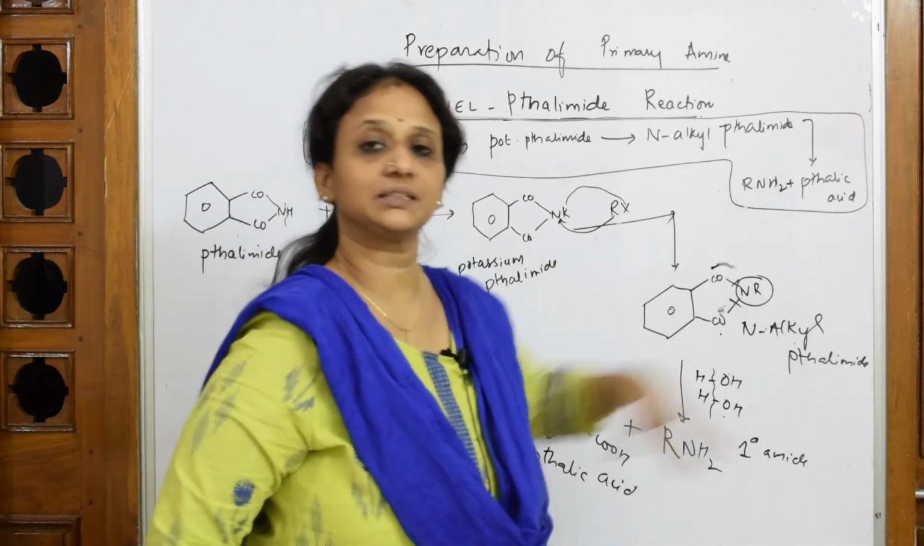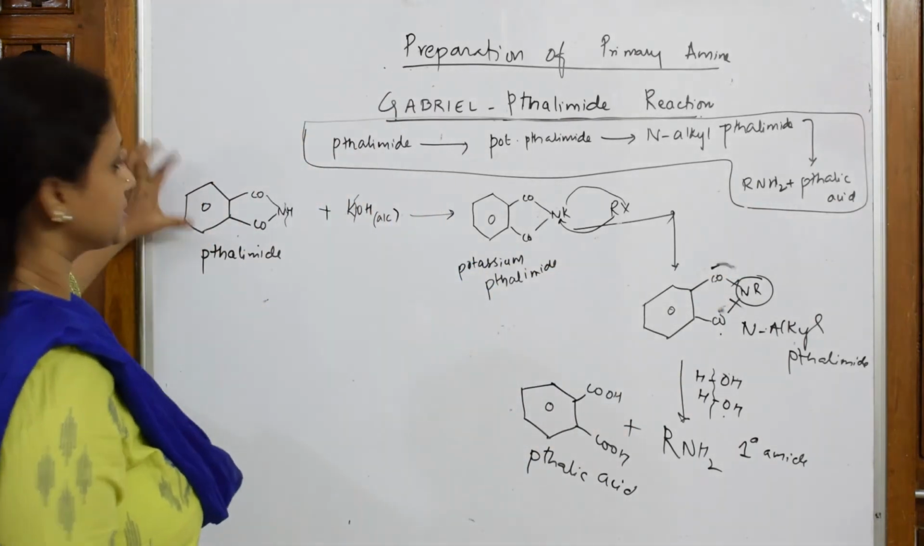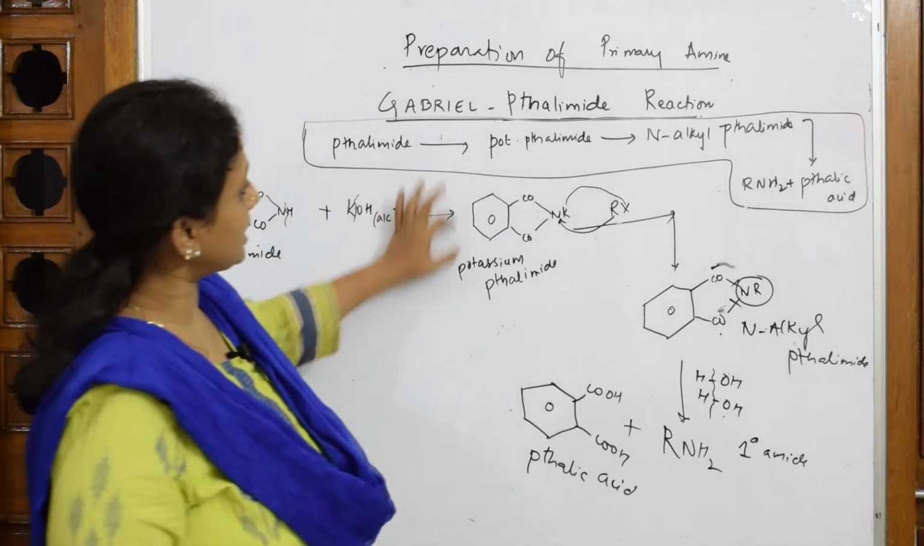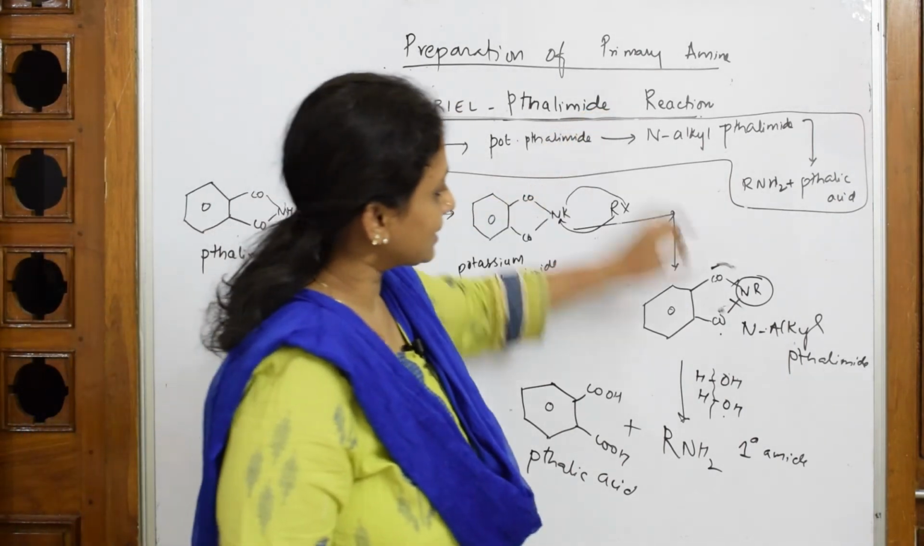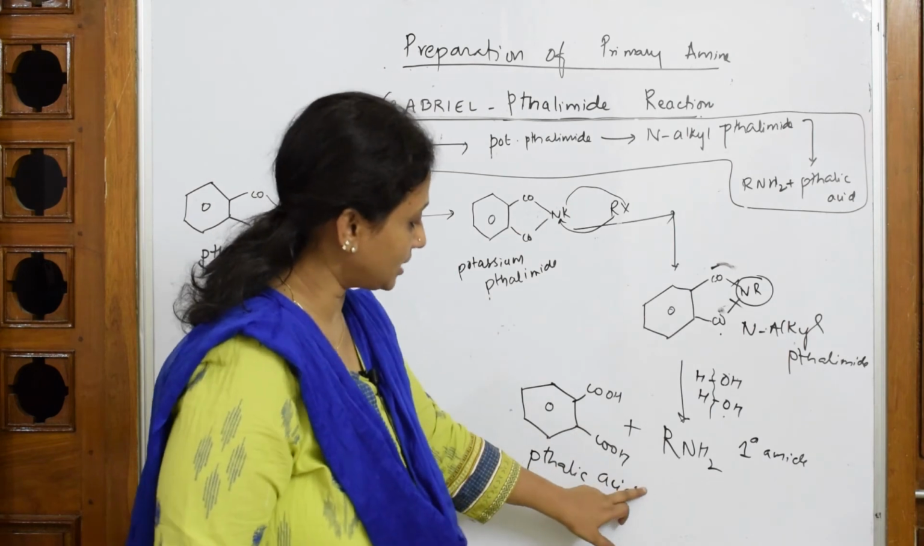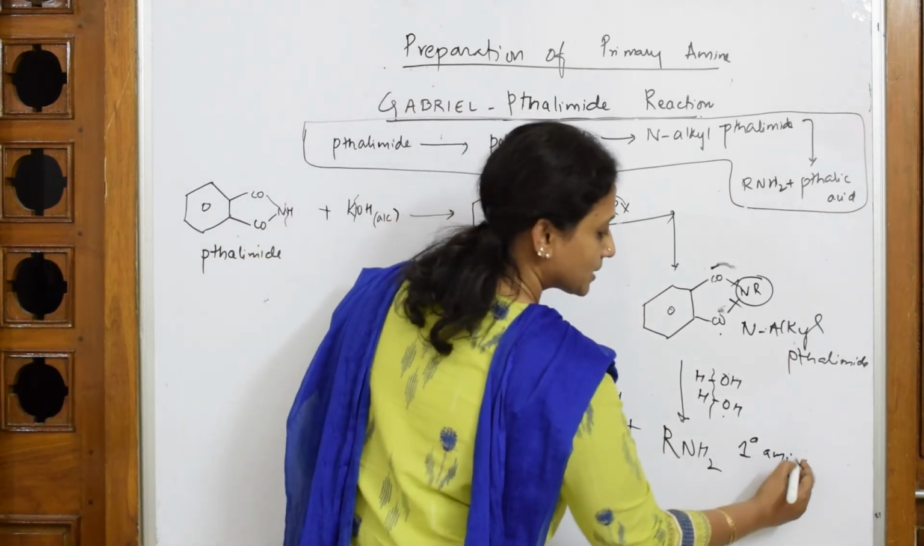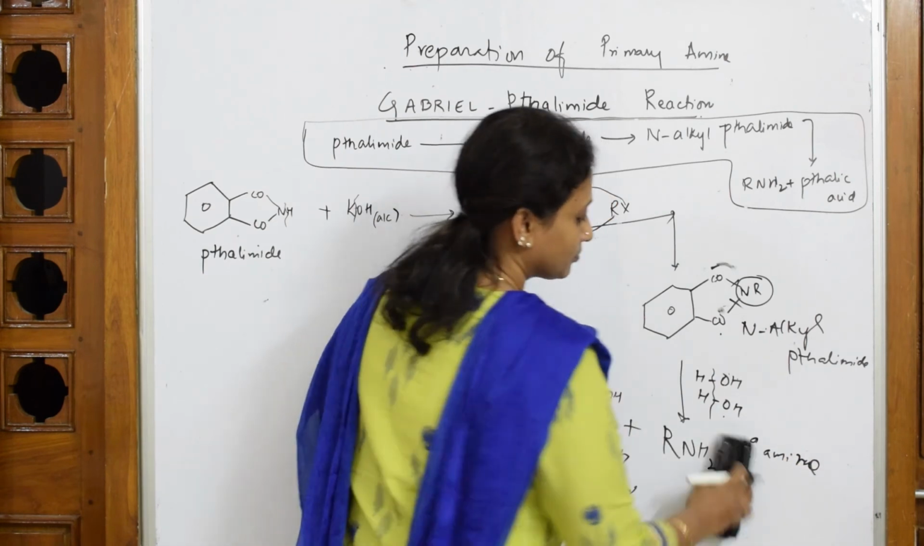So just see, let us compare. Phthalimide, first compound, yes. Alcoholic KOH, yes. Potassium phthalimide, done. N-alkyl phthalimide, done. Further hydrolysis, phthalic acid and primary amine. Primary amide, no, this is primary amine, prepared.